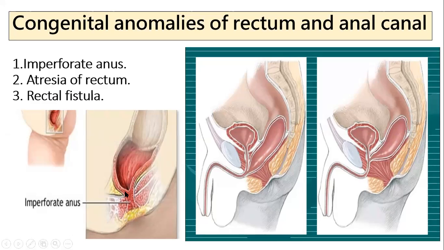So there are three types. One is the imperforate anus. Sometimes there can be atresia of the rectum, and sometimes there can be rectal fistula opening, instead of into the anal canal, into the urethra. Okay, any part of the urethra.